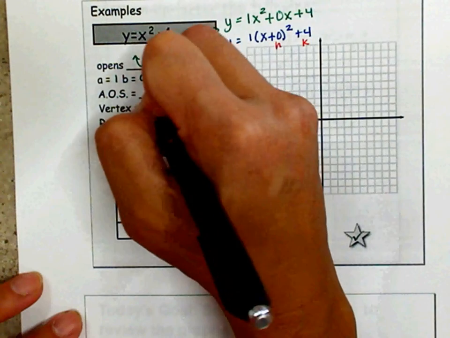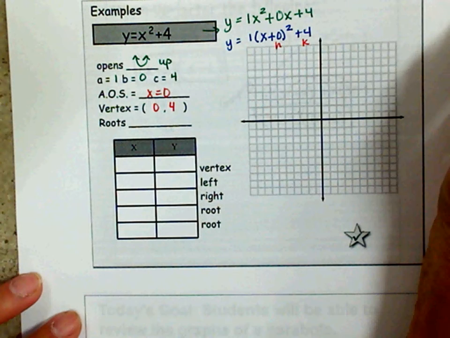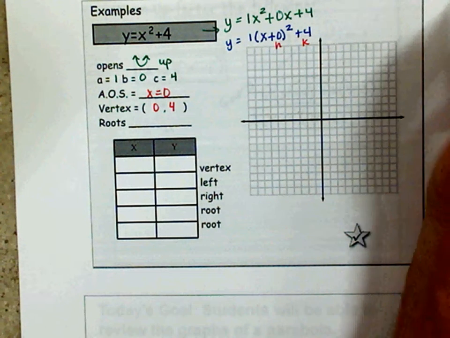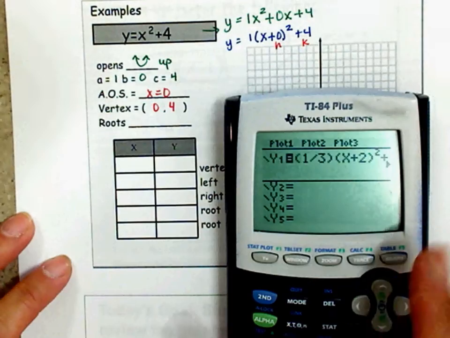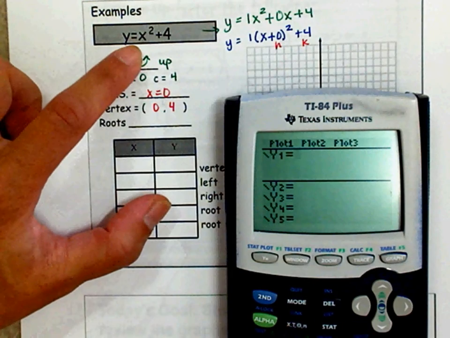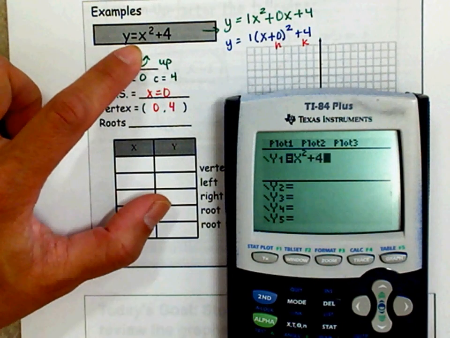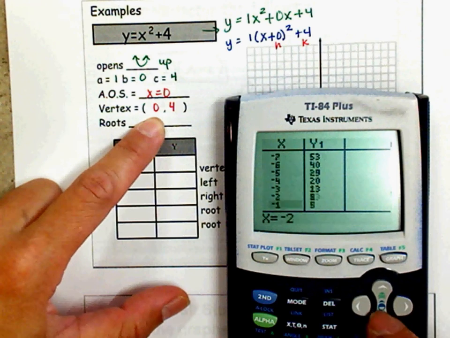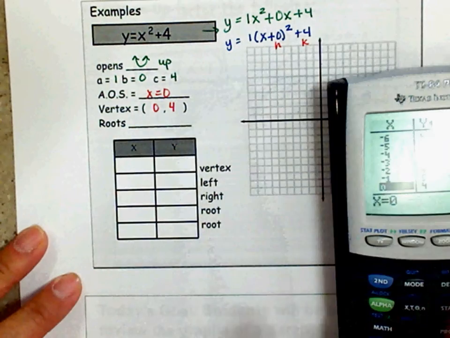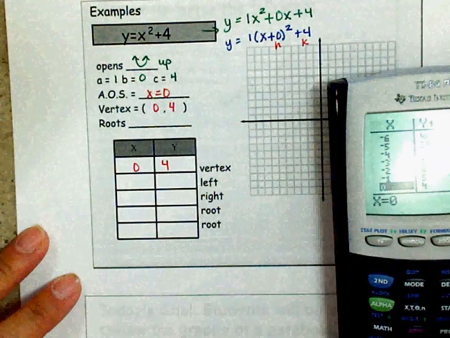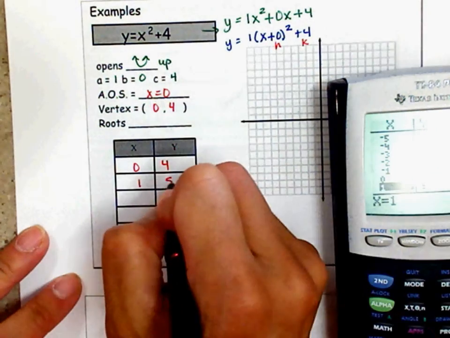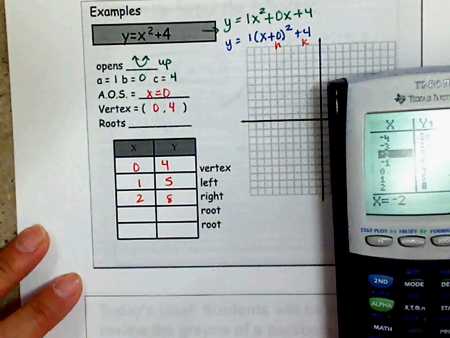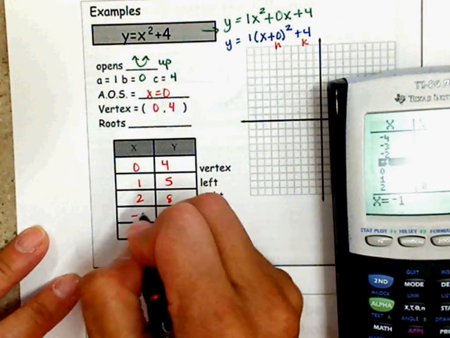We'll come back to the roots like we've done in the past. All right. Let's find some points. Clear that. Type in x squared plus 4. Second table, go find your vertex. 0, 4. Two numbers down, 1, 5. Two coordinates down, 2, 8. Two coordinates up, -1, 5, -2, 8. All right, let's go ahead and graph.